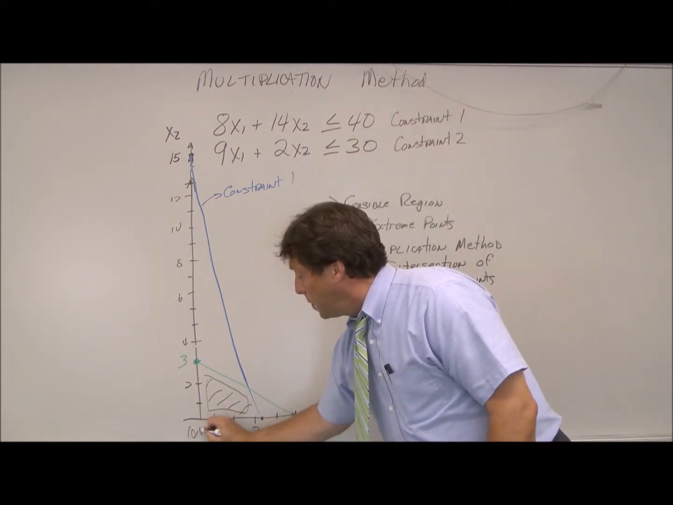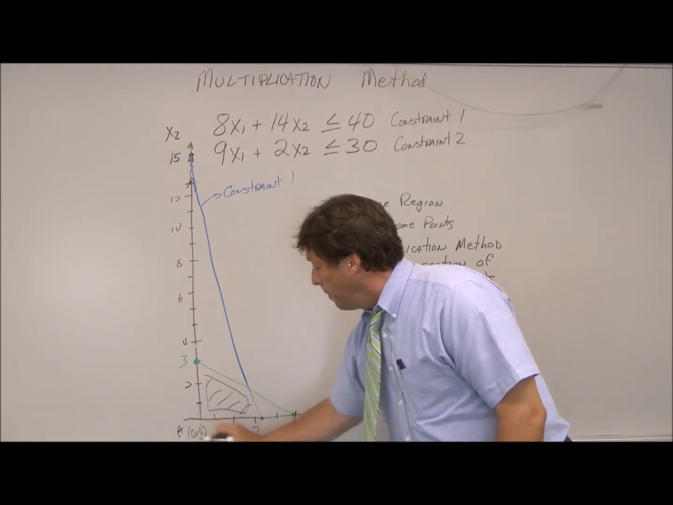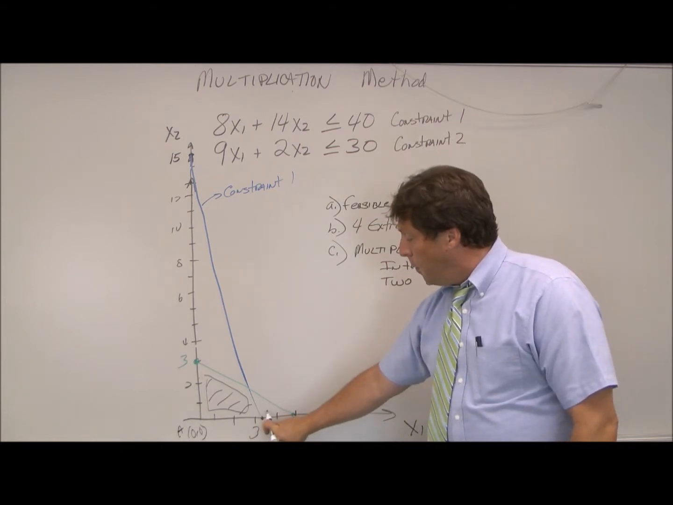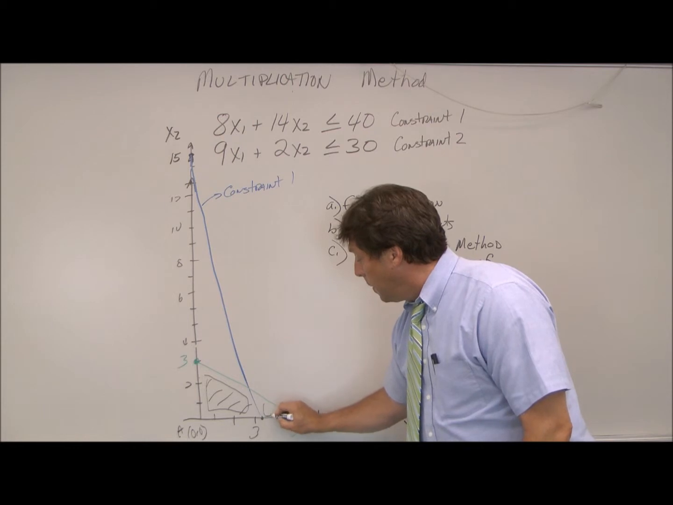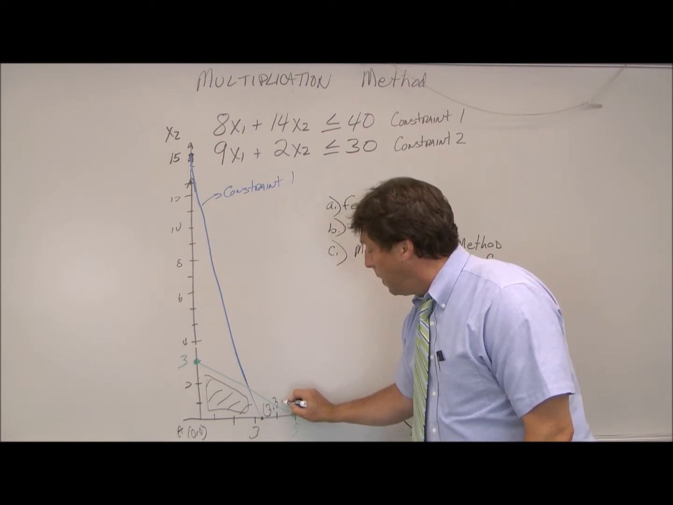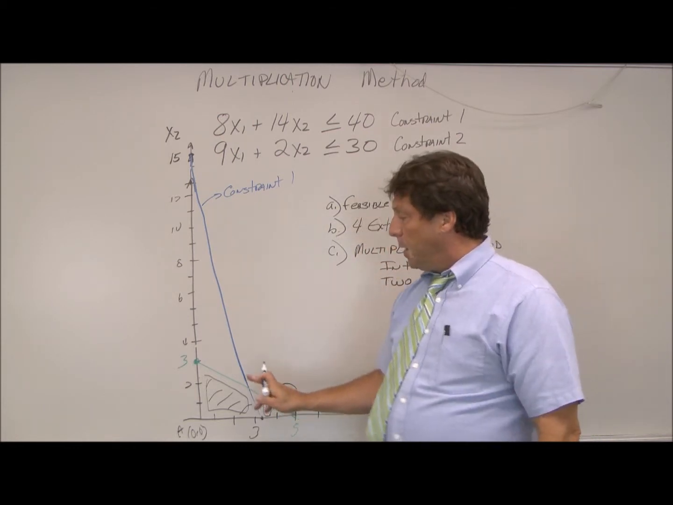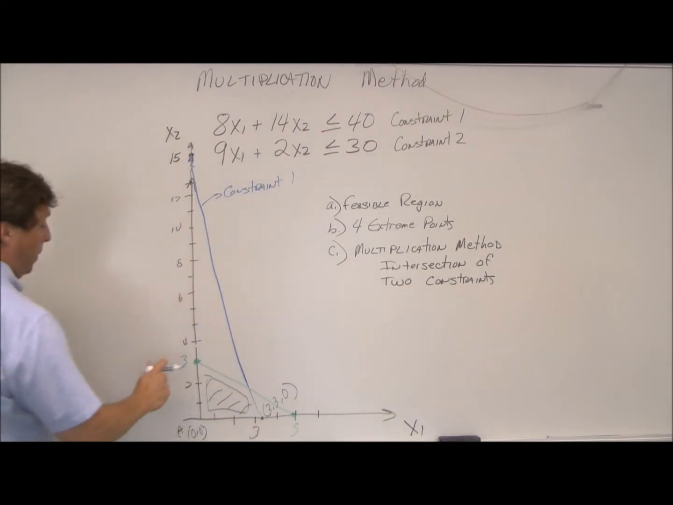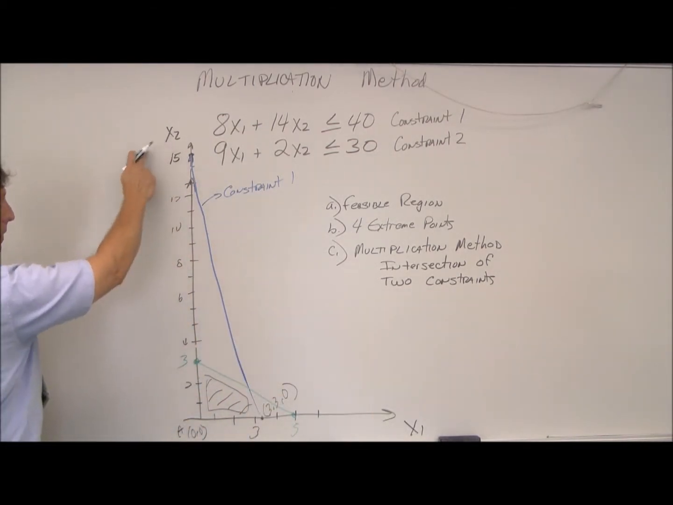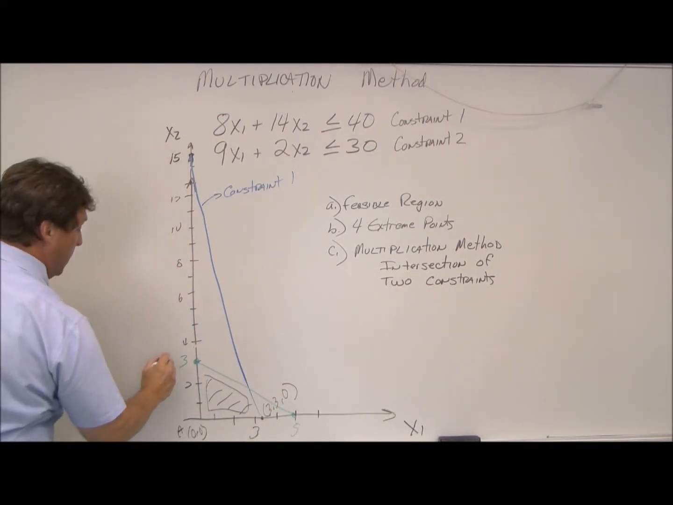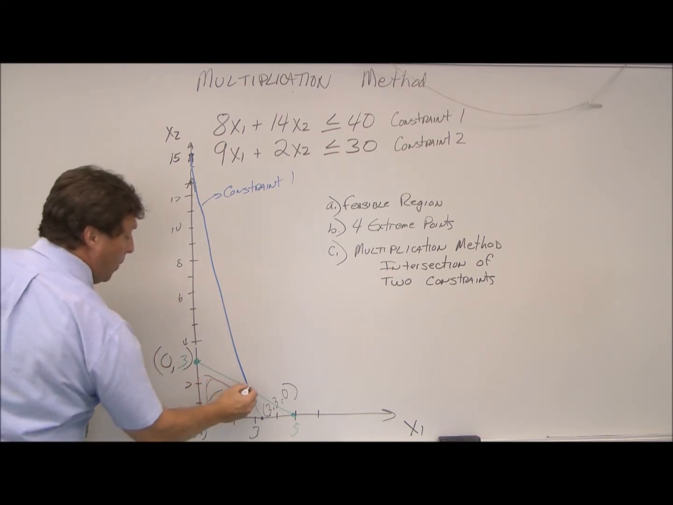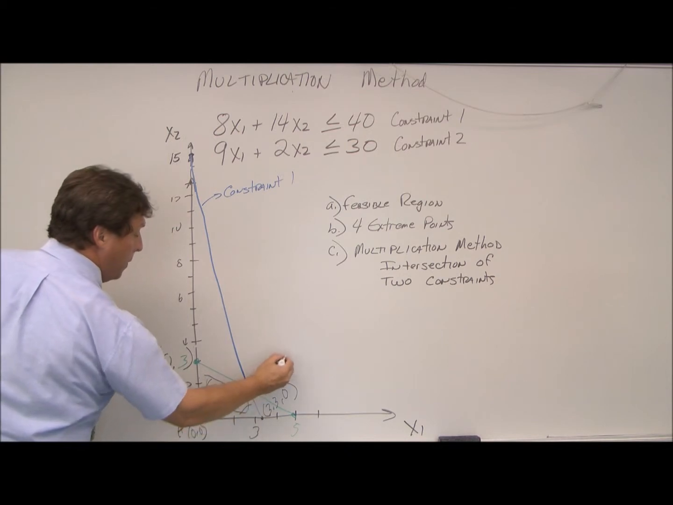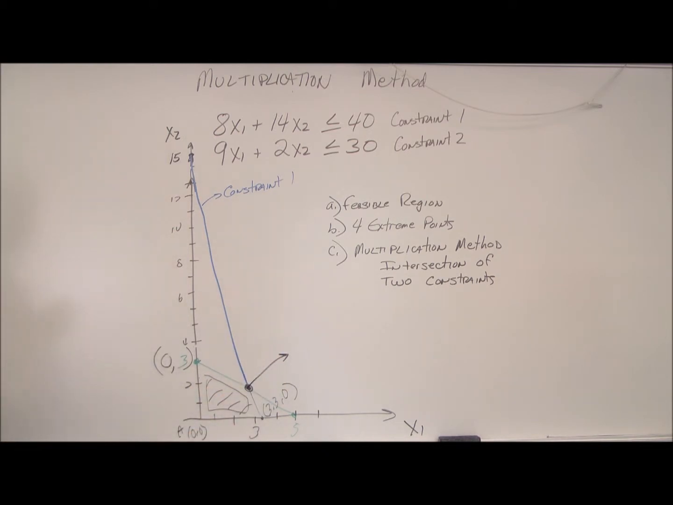One at 0, 0, we'll call that A. We have one where it intersects with the x1 axis. So this is coordinates of 3.3 and 0. We have a third where it intersects with the x2 axis. So this coordinate is 0 and 3. What we're trying to determine is the coordinates at this point here, where the two lines intersect.